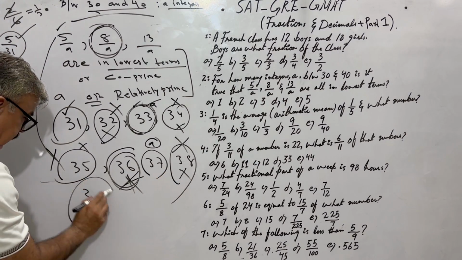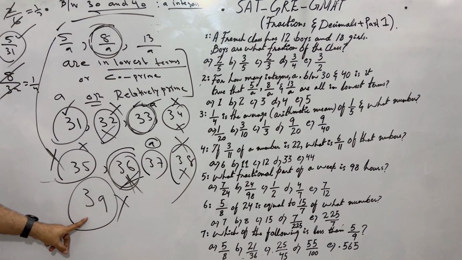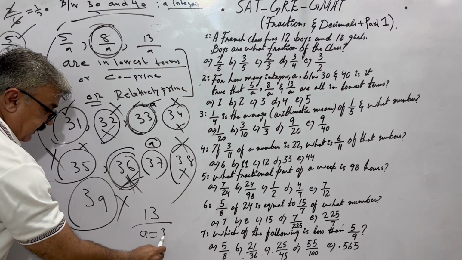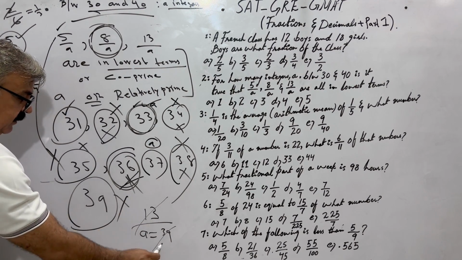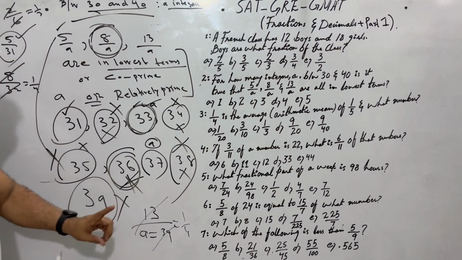What about 39? 39 is to be discarded. Why? 13 and 39 have a common factor of 13. 39 is divisible by 13. If I write 13 over 39, the fraction can be reduced further, so it's not in lowest terms.